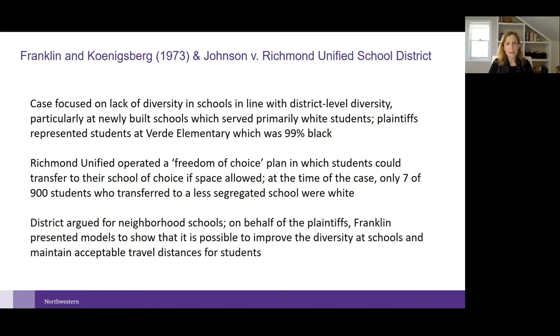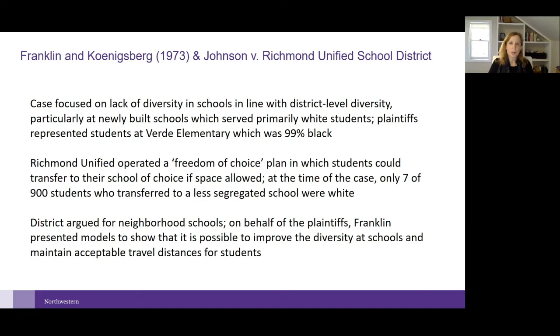And not only that, and this is the case at Verde Elementary, the newer schools tended to be predominantly white. And so Verde Elementary, which was 99% Black, the families there went to the courts and said, this is not adhering to the law in terms of desegregating schools.